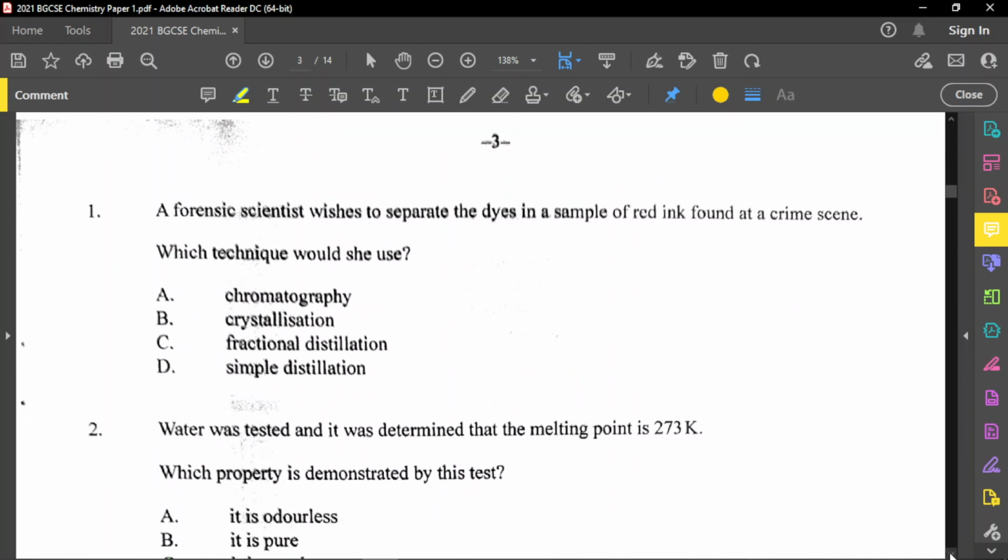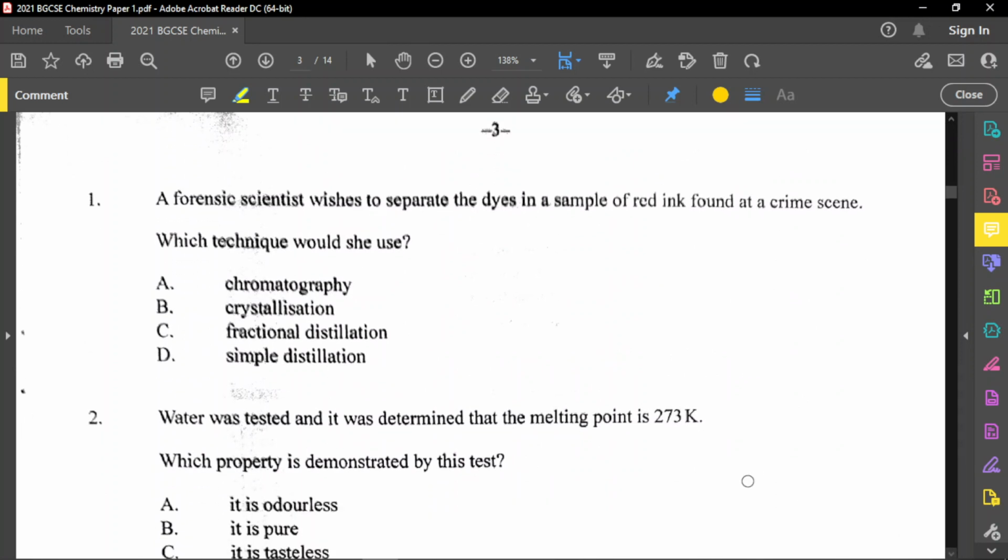So let's deal with question number 1. A forensic scientist wishes to separate the dyes in a sample of red ink found at a crime scene. Which technique would she use? If you look at it carefully, you're going to realize that the answer is right there. Option A, chromatography. Chromatography is used to separate colors.